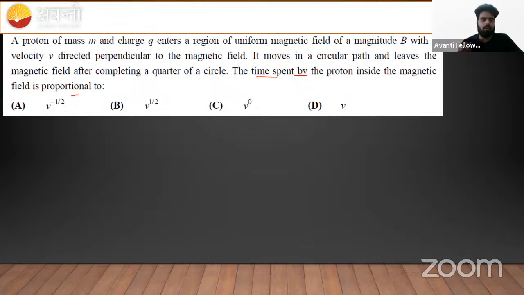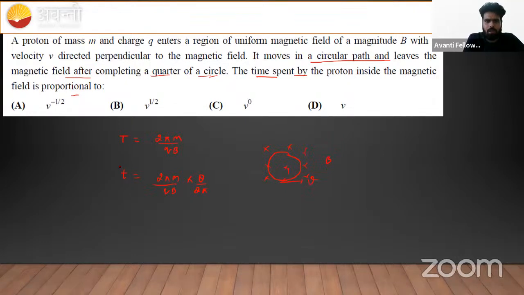In this particular problem, it is asked that if a particle moves in a circular path and leaves the magnetic field after completing a quarter of a circle. First of all, we have to know the formula. If a charged particle completes a complete circle in a perpendicular magnetic field with speed v, the time period is 2πm upon qB. If we want to find the time for the quarter circle, what will the formula be? We have to multiply by theta upon 2π.